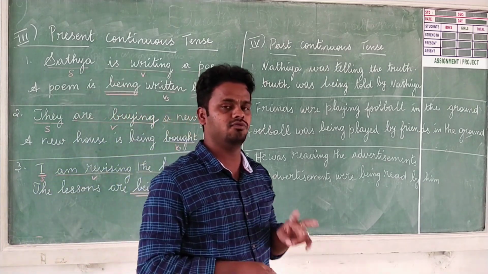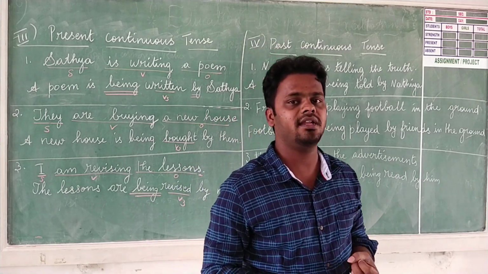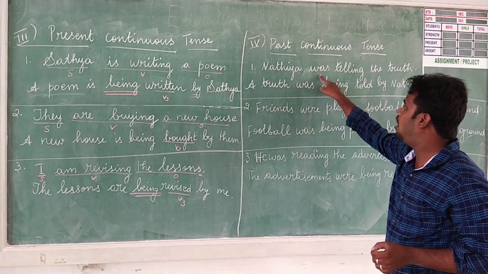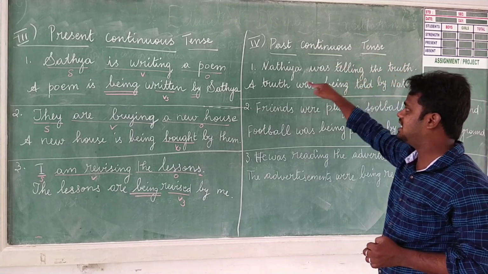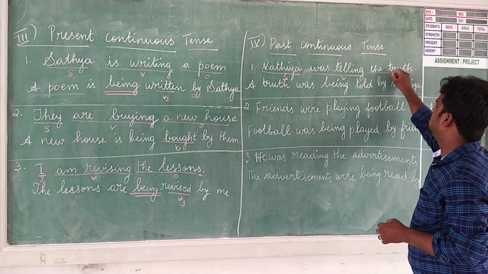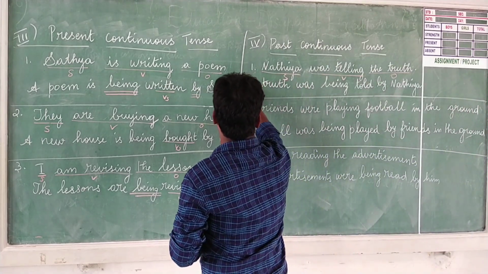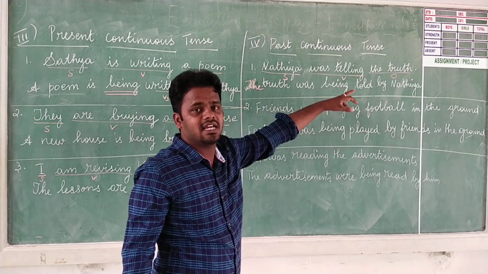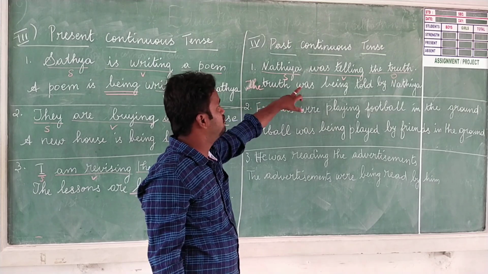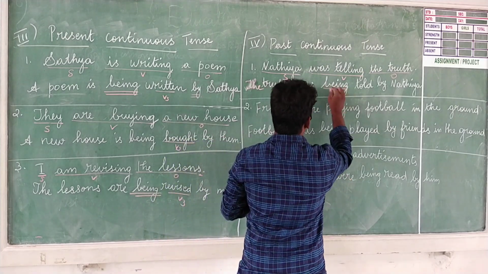So in past tense we have two verbs. One is was and the other one is were. So was is meant for singular and were is meant for plural. Very simple. See, past continuous tense. Nadia was telling the truth. So in this sentence, Nadia is the subject, was telling is the verb, the truth is an object. The object has become the subject of the sentence. The truth is singular. So we should use the singular form of the verb. The truth was being. I told you, children, we need to add being here.